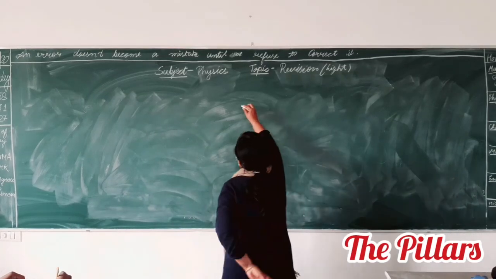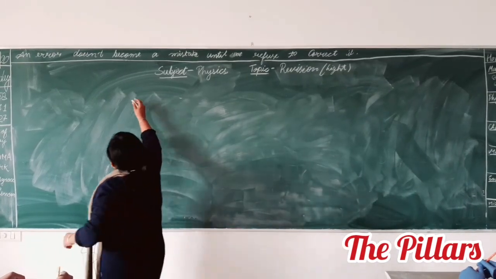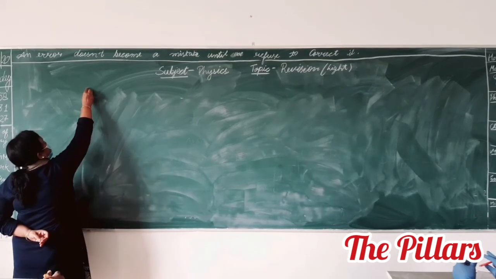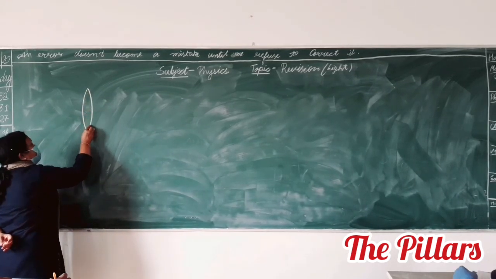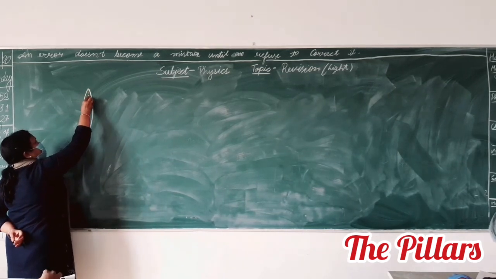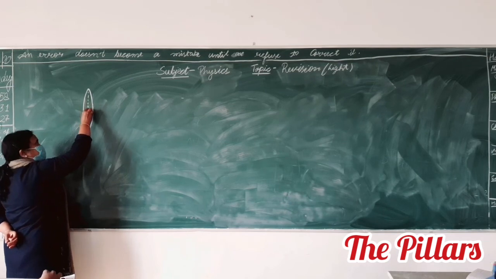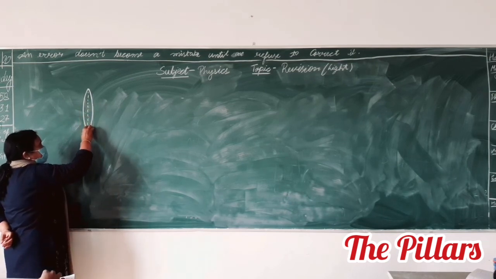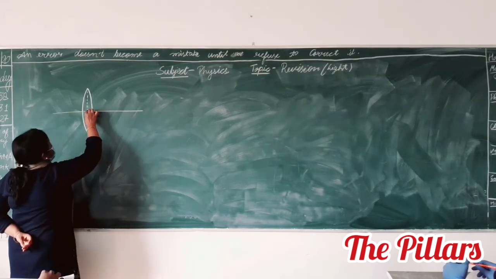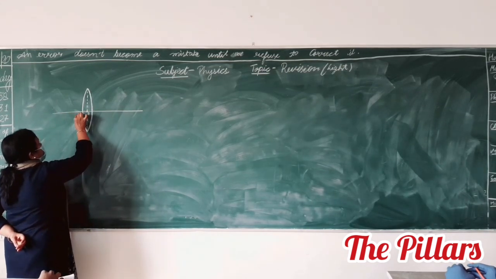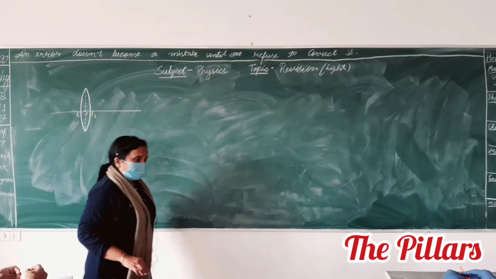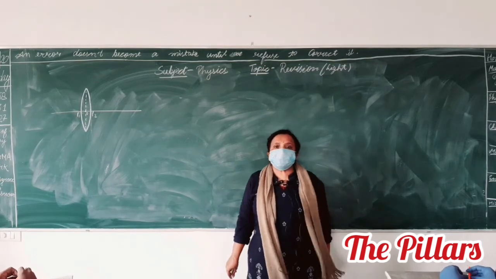Look here please. If this is your convex lens, what type of lens is it, children? And it's a thin lens, isn't it? And what is this? P1 and P2 are the poles of the two curved surfaces.